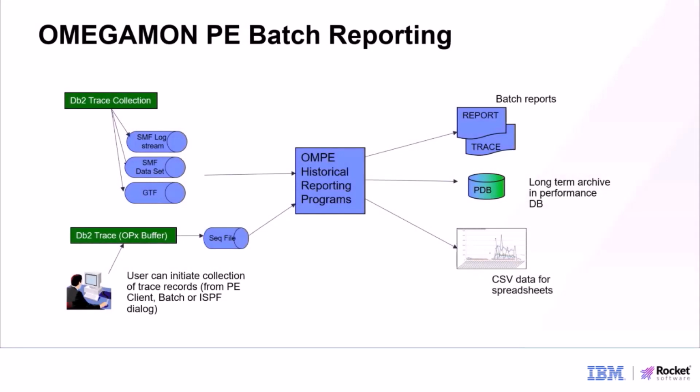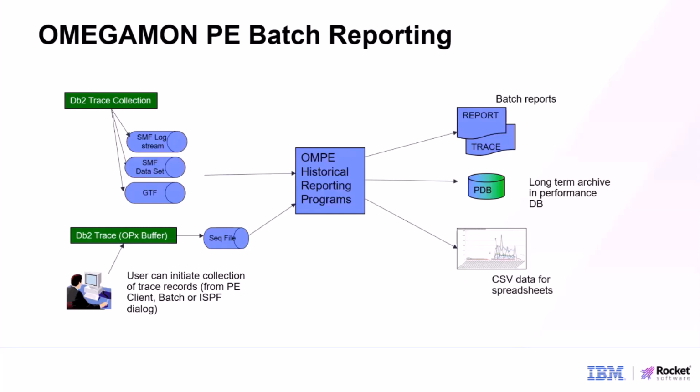Okay, so this is a very simple architectural diagram of how Omegamon's batch reporting works. So you've got your DB2 trace collections out there running, your statistics class, your accounting class, whatever it is. That data is then being written out into your SMF log streams or perhaps an SMF data set or maybe even GTF records. That data can be fed then as input into the batch reporting facility.